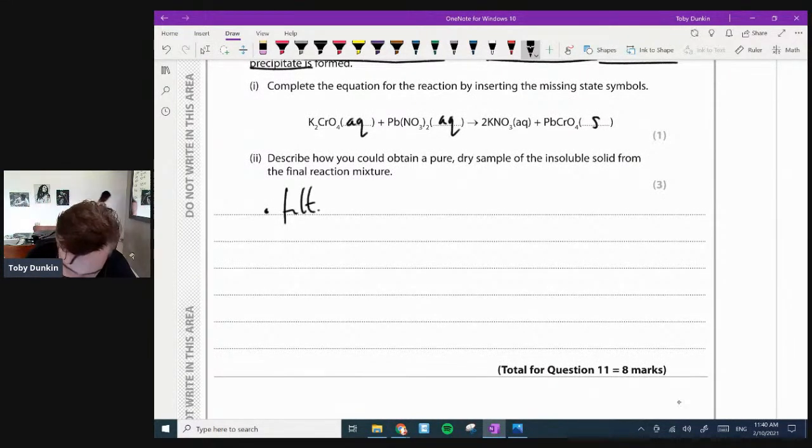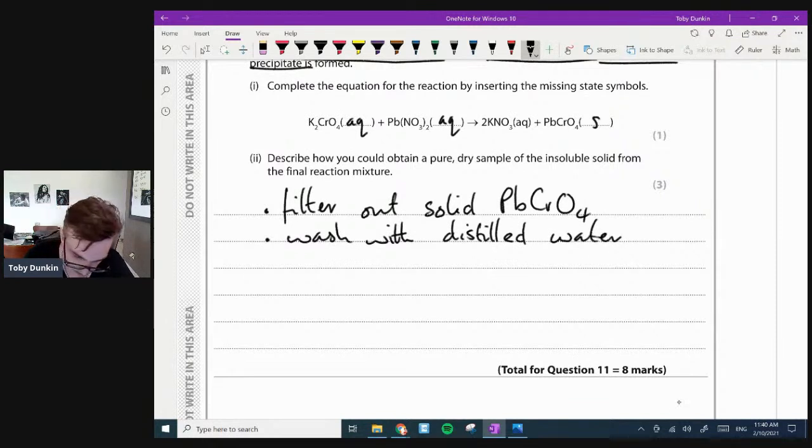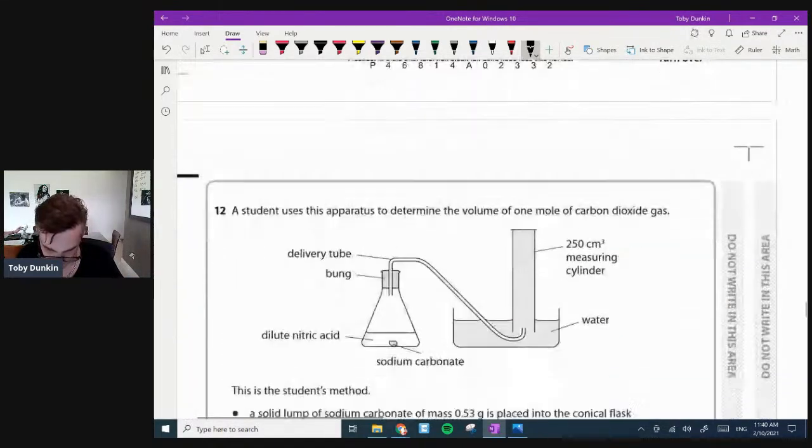Describe how you could obtain a pure dry sample of the insoluble solid in the final reaction. So filter out the solid PbCrO4, wash with distilled water, and then leave to dry in a warm place. Yeah, drying oven if you like. There you go. Moving on.